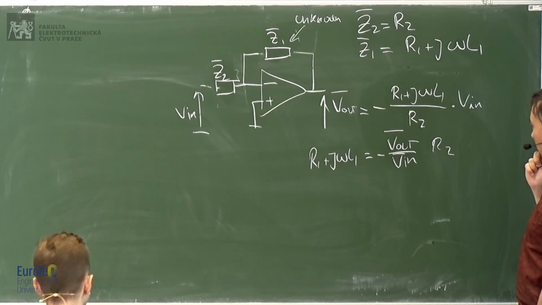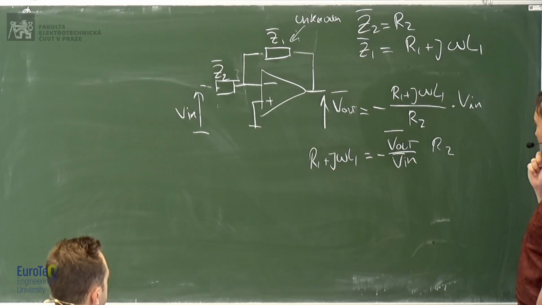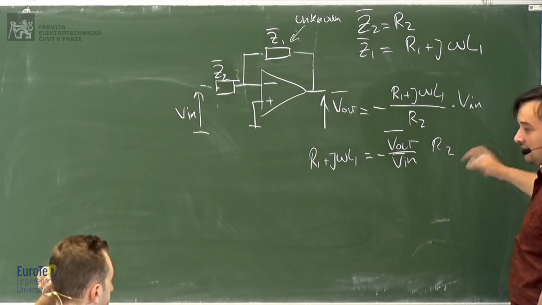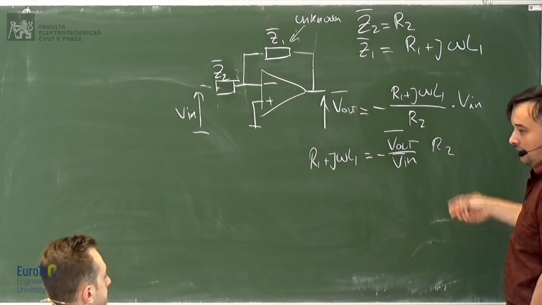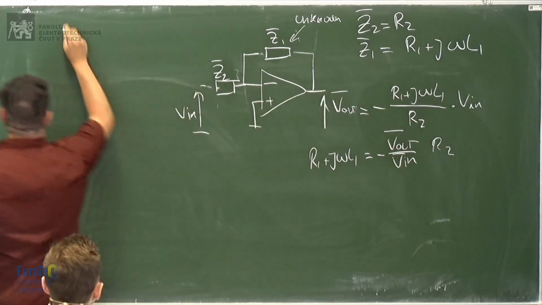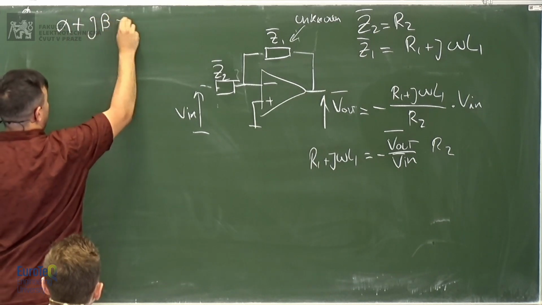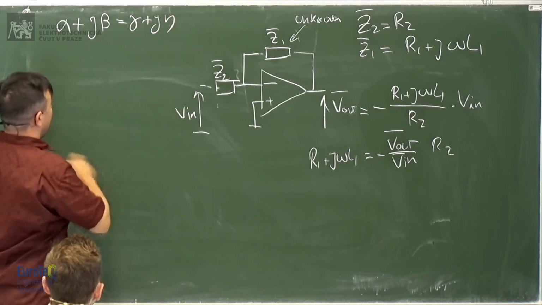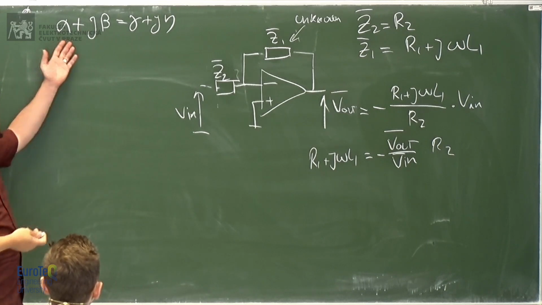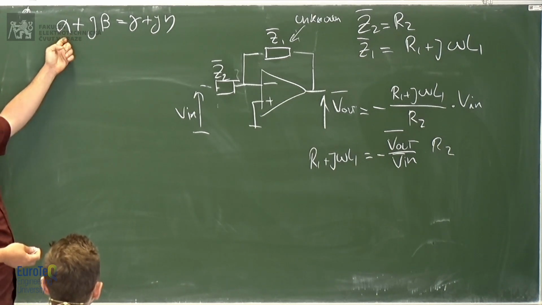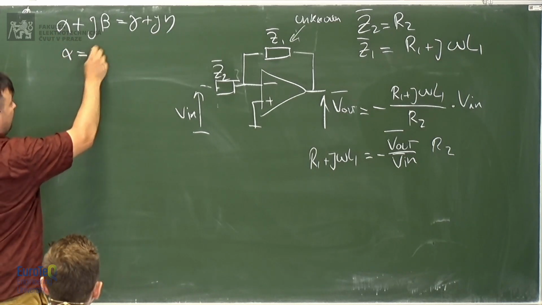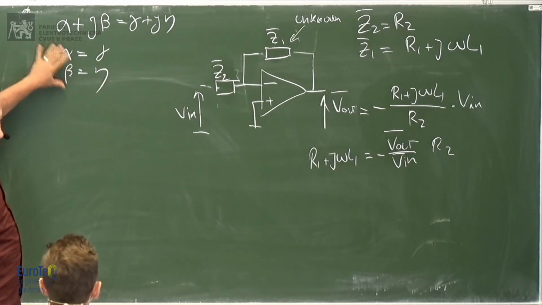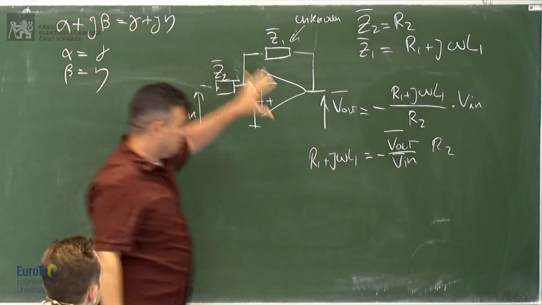And so what you have here is a complex equation, okay? A complex equation means that you have two scalar equations. Because if you have alpha plus j beta equal to gamma plus j eta, and this equation is true, two complex numbers are equal, it must be simultaneously that alpha must be equal to gamma and beta must be equal to eta. Both must be true in order to satisfy this equation.